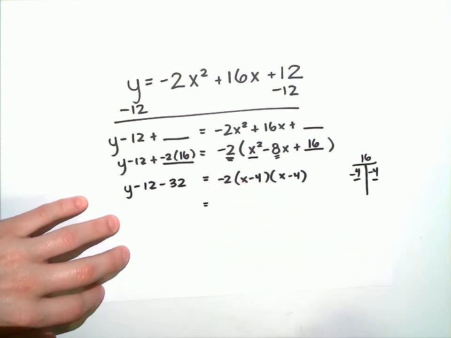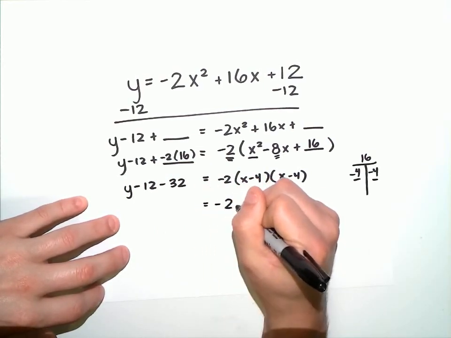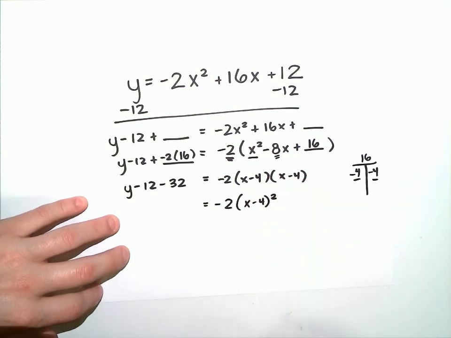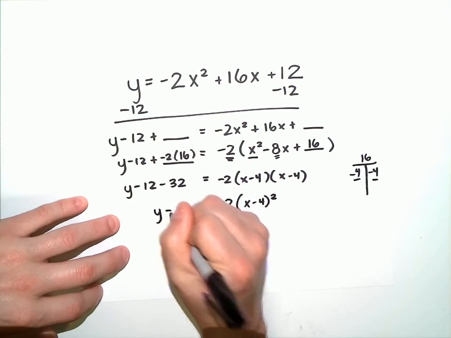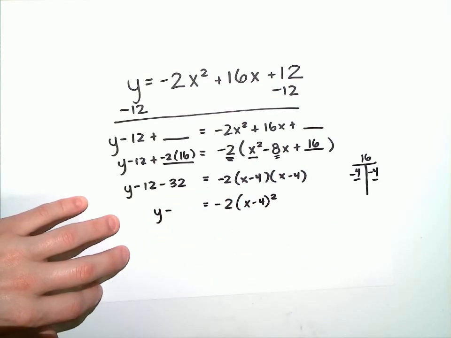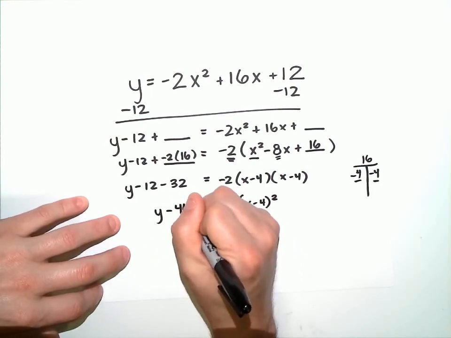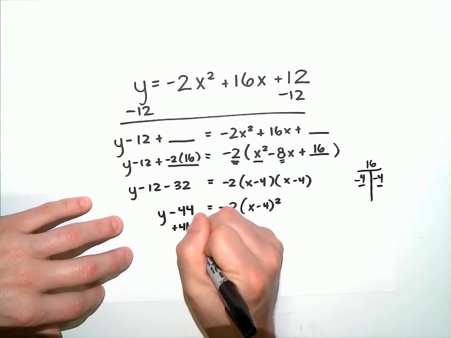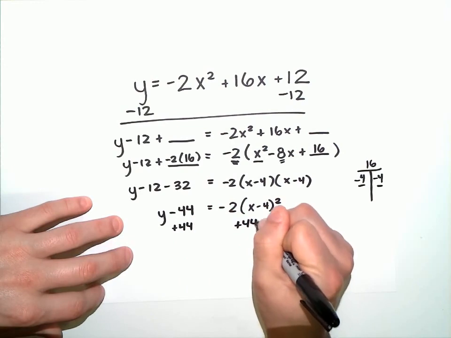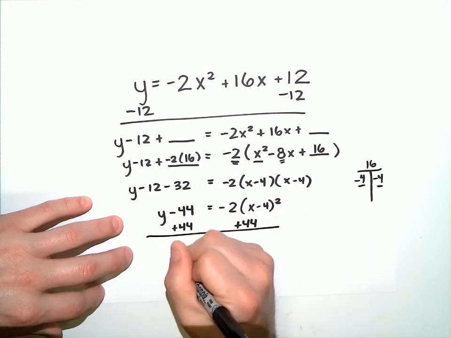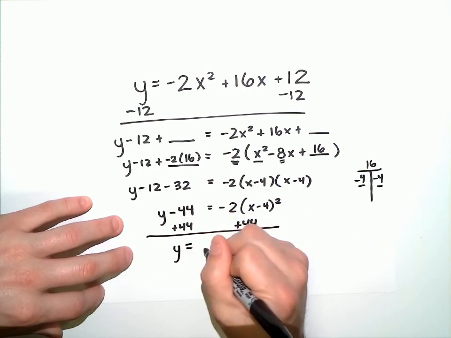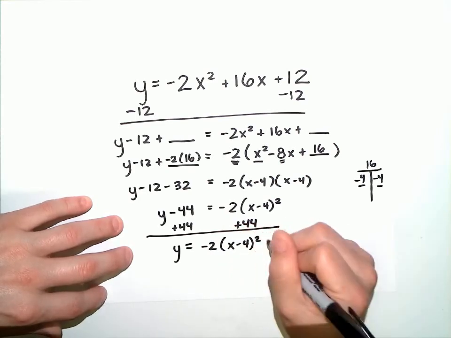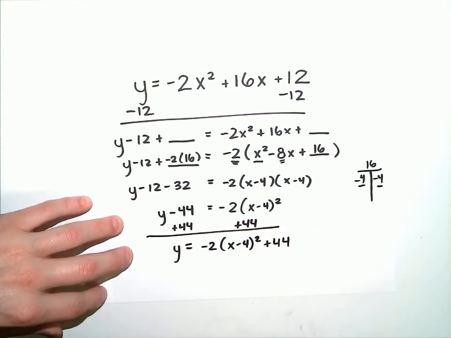So let's continue to clean this up a little bit. I'm going to get negative 2 times x minus 4 squared. And on this side, I'm going to get y minus negative 12, and negative 32 is negative 44. And my last step is I'm going to add 44 to both sides. And I will get y equals negative 2 times x minus 4 squared plus 44.